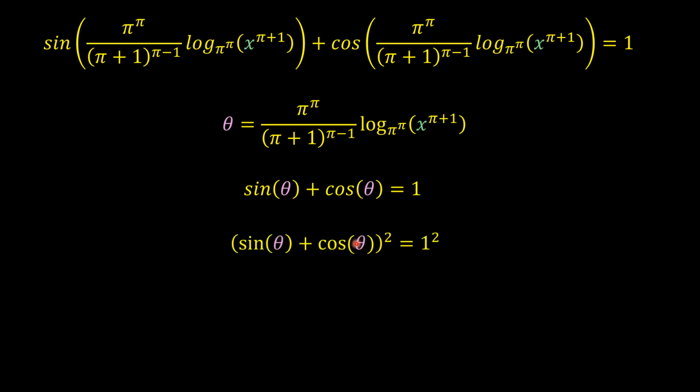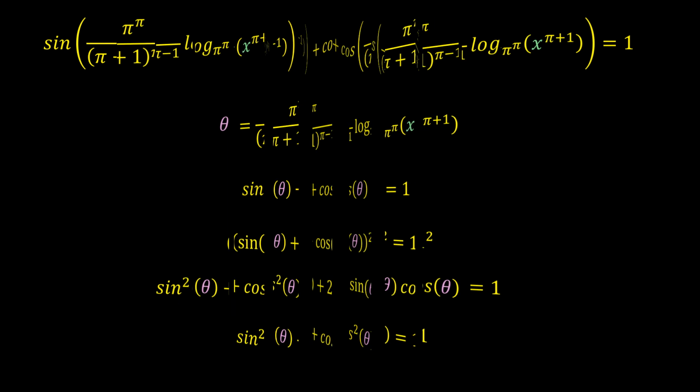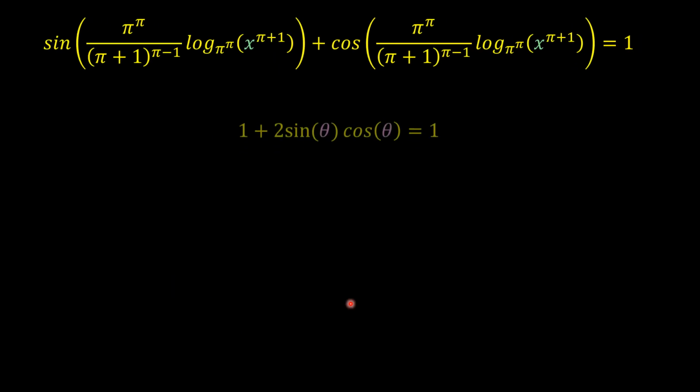And then, well, expanding this power, right? We're going to have this one here, sine squared, cosine squared, plus 2 sine theta cosine theta equals 1. But then we know that sine squared theta plus cosine squared theta is equal to 1. And then we're going to replace this one here. And then we're going to have this one here.